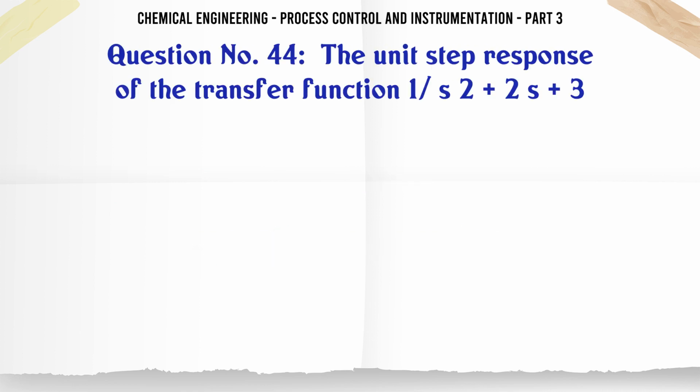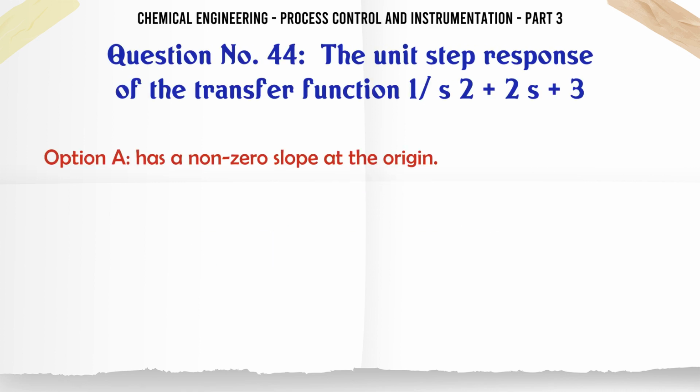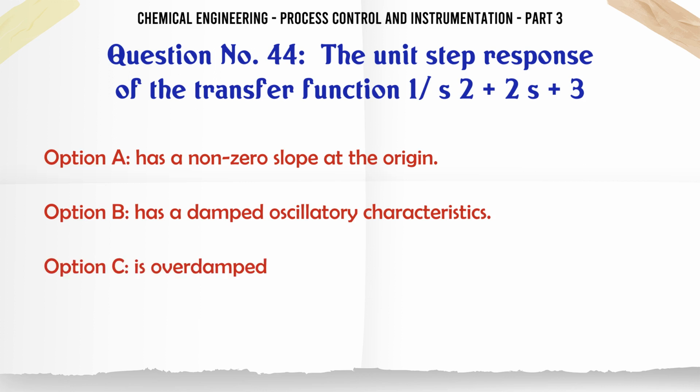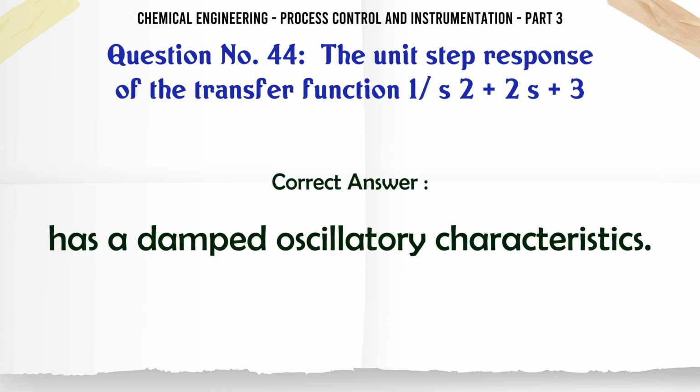The unit step response of the transfer function 1/(s^2+s+3) A has a non-zero slope at the origin, B has damped oscillatory characteristics, C is overdamped, D is unstable. The correct answer is has damped oscillatory characteristics.